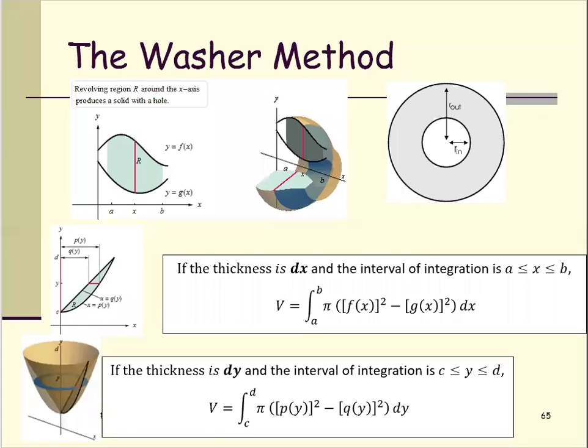Okay, for the washer method, the same idea of using the slicing technique. This time you have the area of the region bounded by the two curves, and the axis of revolution is not part of the graph, or is not part of one side of the graph. So for this example, you have the region R, and then the axis of revolution.